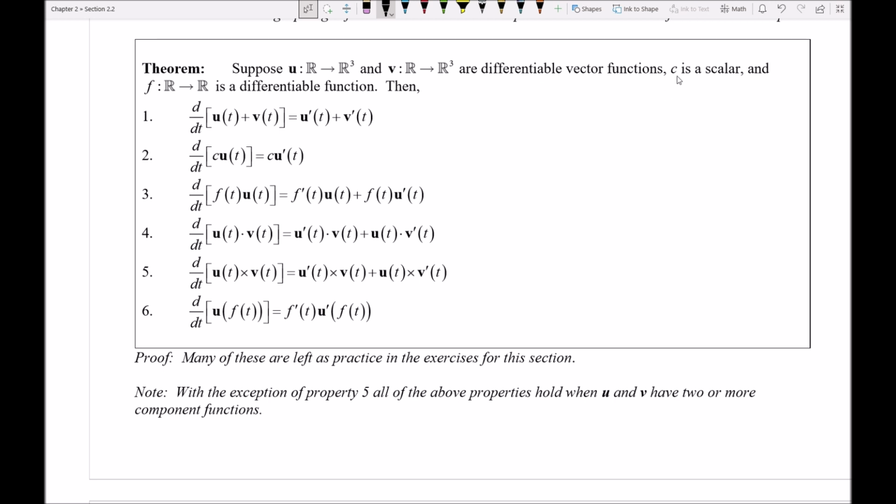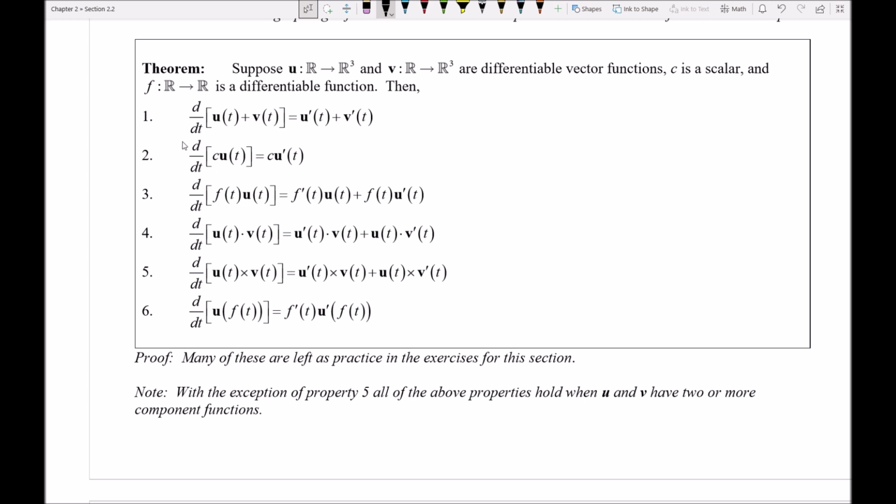We'll assume that whenever c pops up here, it's a scalar, and we're actually going to assume that f is another function here, but it doesn't produce vectors. It's like a regular old Calc 1 function, where you plug in a number, and you just get back a regular old number at the end. If you have these things defined in this way, there are some really nice properties that pop out, and a lot of these should be very similar derivative properties that you remember from Calc 1.